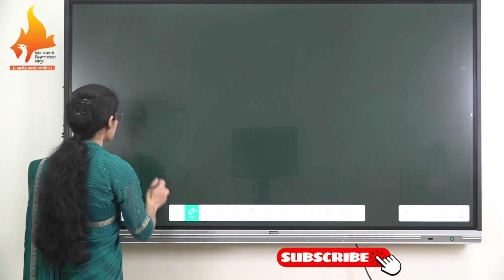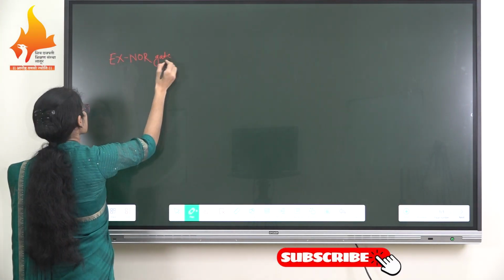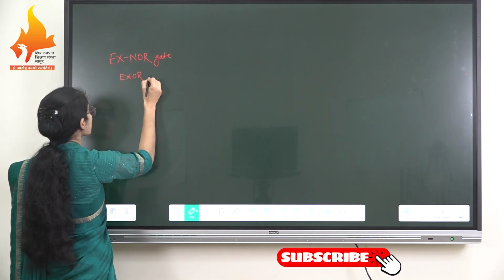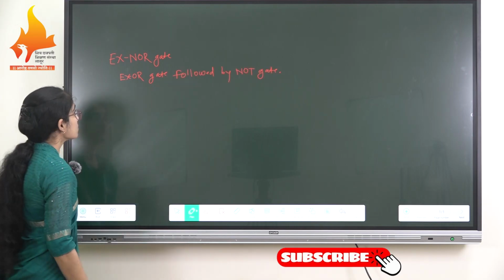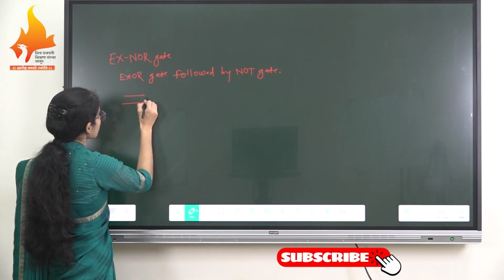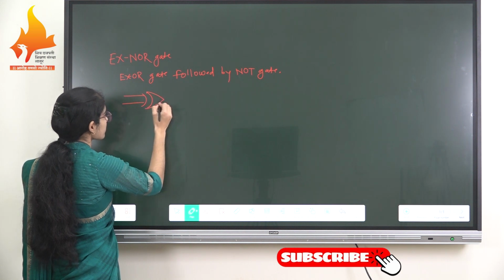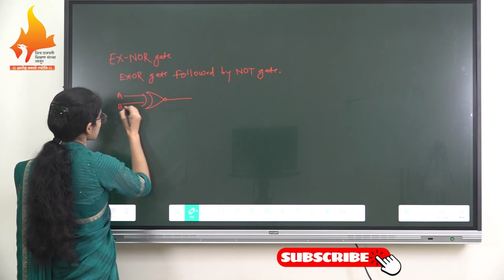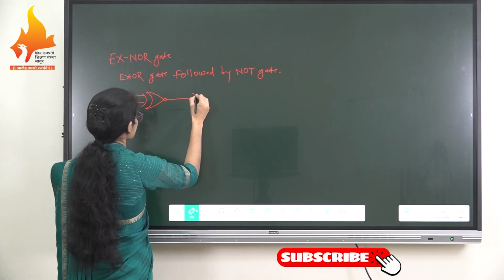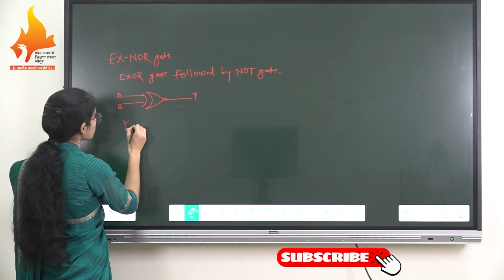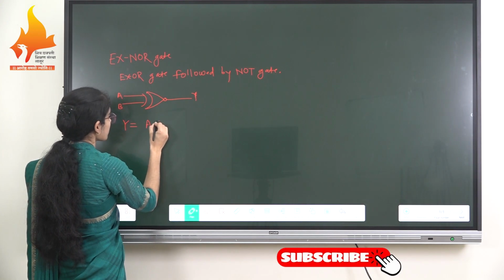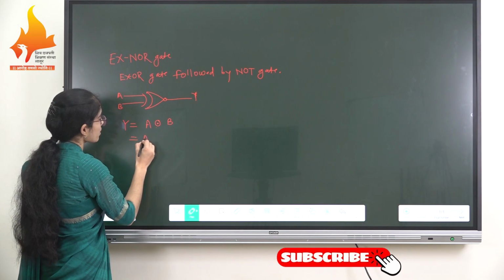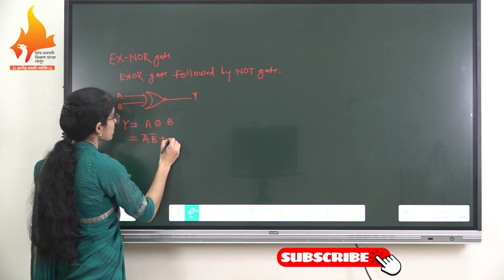Now the last one we will see is the XNOR gate. The XNOR gate is an XOR gate followed by a NOT gate. Here this is the symbol for the XNOR gate. It looks like the XOR gate, the only difference being a bubble, which is nothing but the NOT gate. Now it produces the output equation as Y equals A XNOR B. This means A bar B bar plus AB.